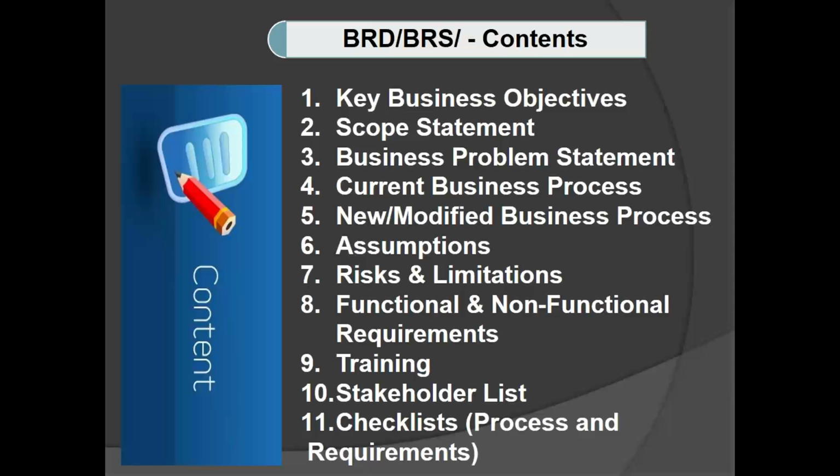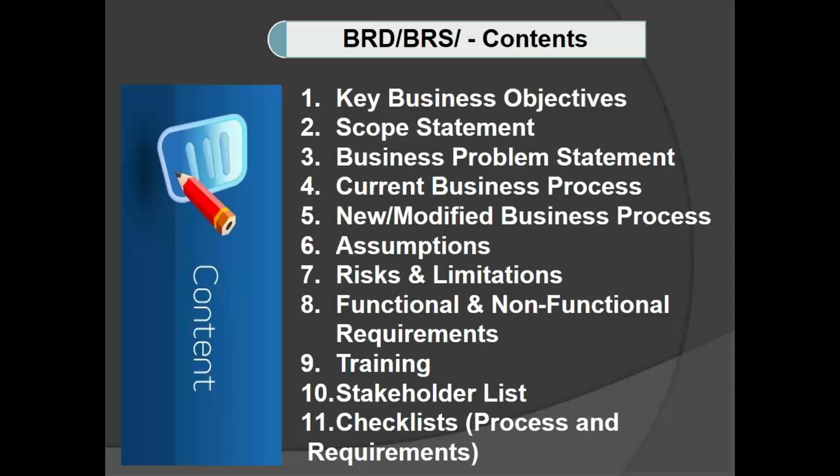Then fifth one is new and modified business process. So under this section also, what kind of changes we are going to do for the existing system, or what is the new process that we are going to follow. So that we are going to explain. So we will put in the same way, step by step we will explain, and we are going to write the flow diagram also.